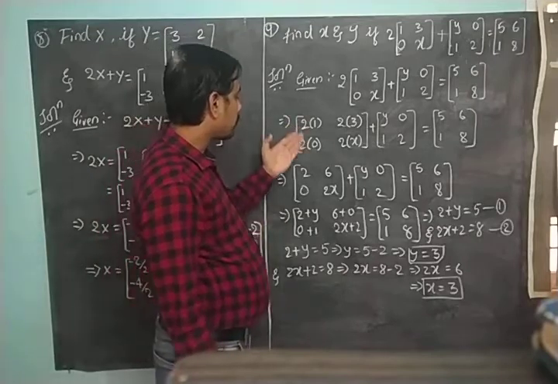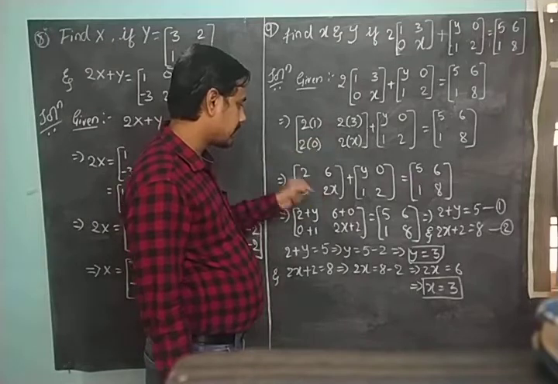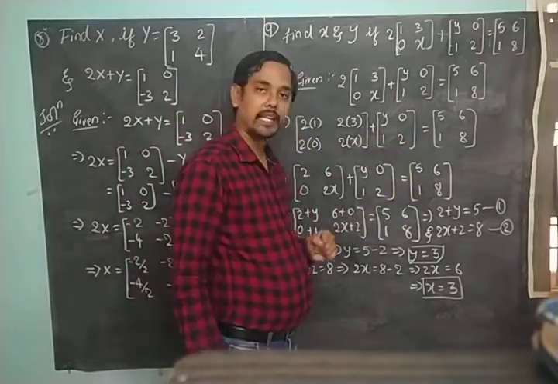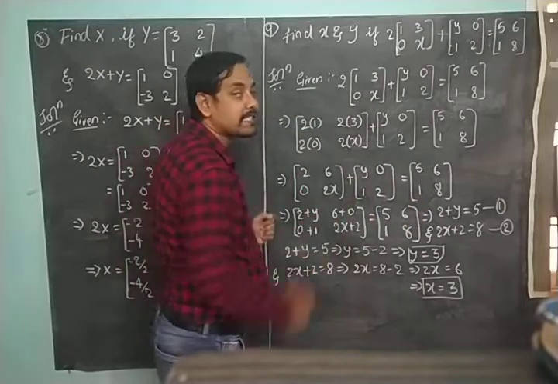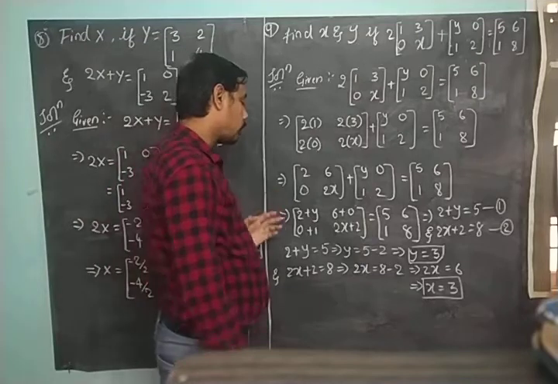What is 2 into 1? That is 2. 2 into 3 is 6. 2 into 0 is 0. 2 into x is 2x. Fine. y, 0, 1, 2 and 5, 6, 1, 8 as it is. Now the LHS is the addition of two matrices. What is the LHS? Addition of two matrices.